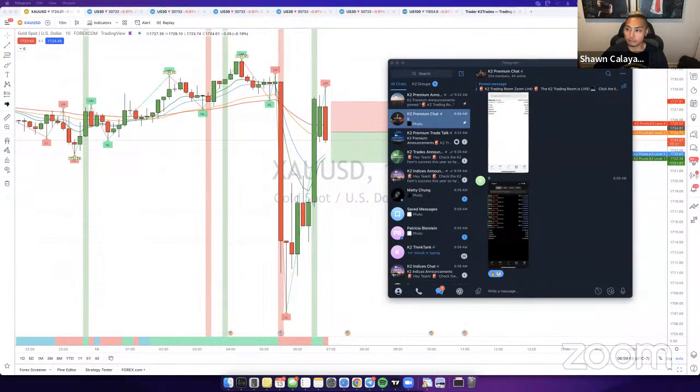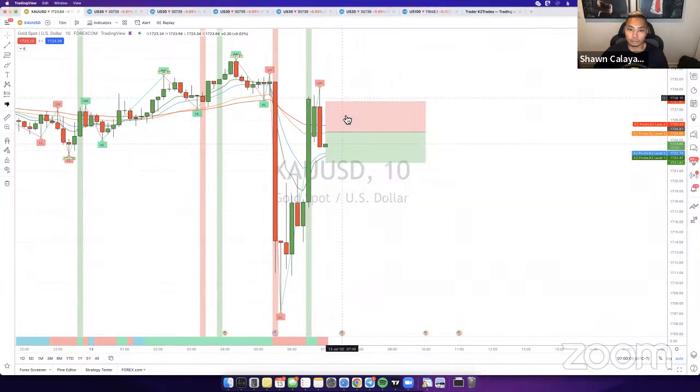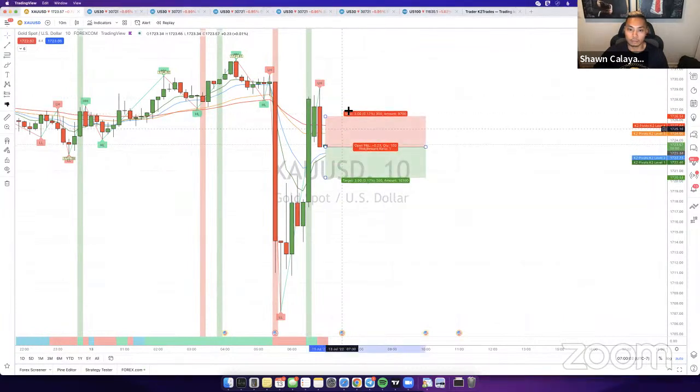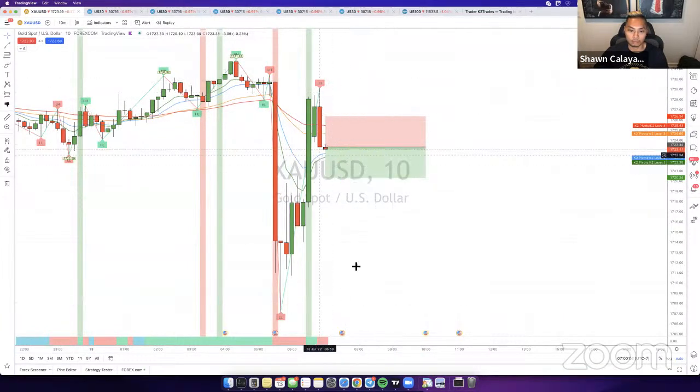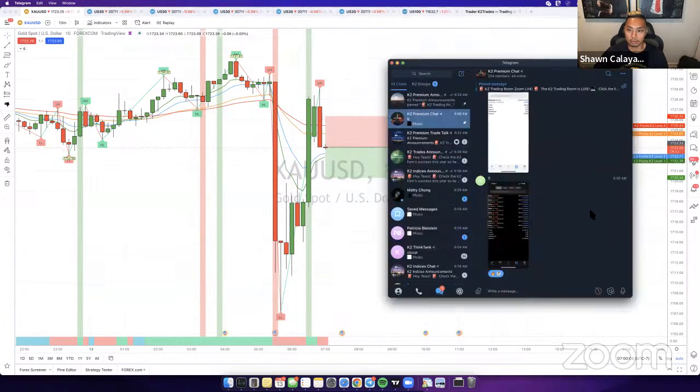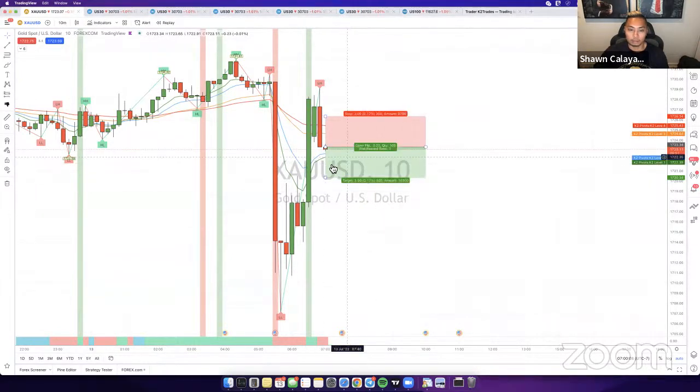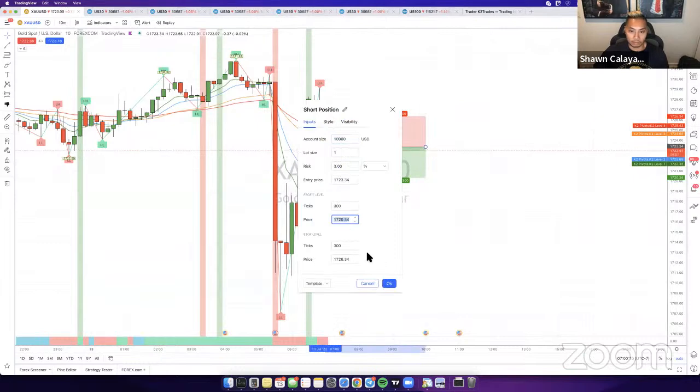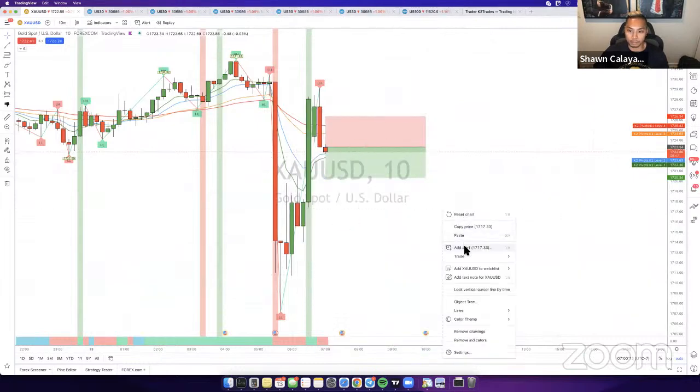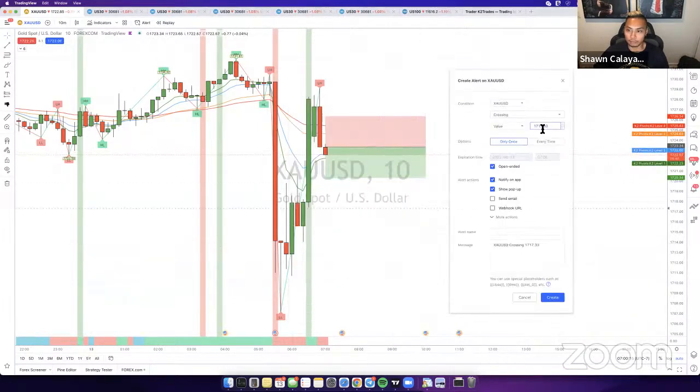So let's see. Gold here is about to close. So I'll follow that. Let's put an alert here so that we can know when it hits, because I know sometimes the price difference is kind of off.